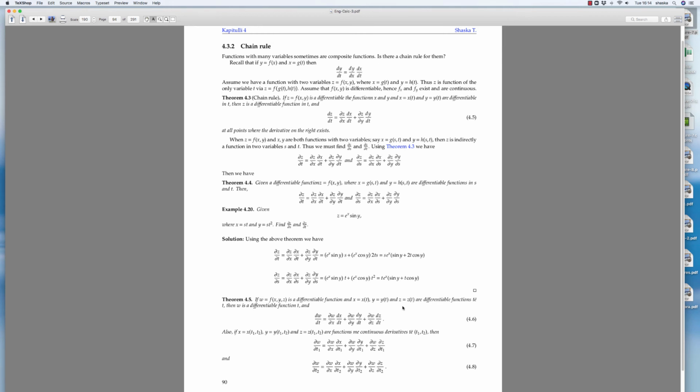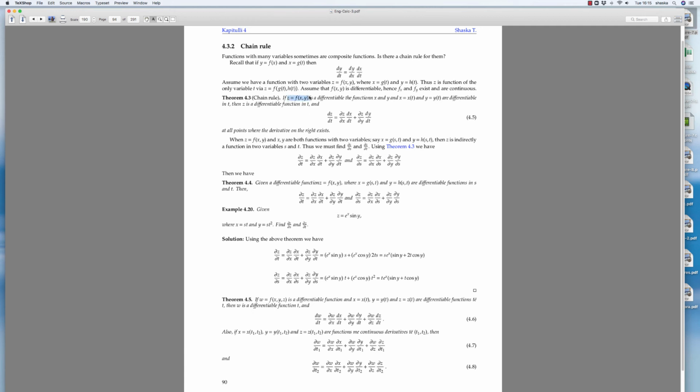When we differentiate in calculus 1, we use the chain rule all over the place, over and over again. To find the derivative of sine x squared, we use the chain rule. We almost never use the definition of the derivative going through the limits. Now, of course, functions with many variables can be composite functions as well. So is there some kind of a chain rule for this type of function? And yeah, the answer is yes. And here is how it goes.